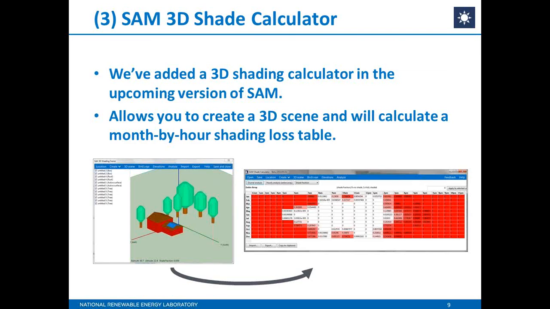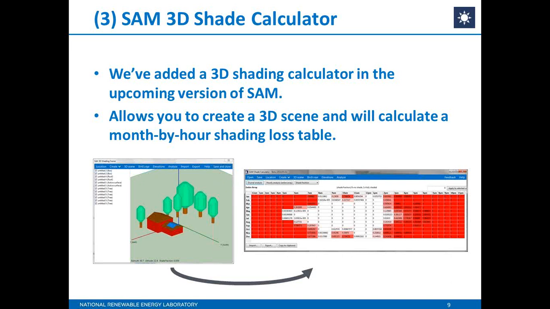And now to the main part of the presentation. So we've added the 3D shading calculator to the upcoming version of SAM. And essentially, it lets you enter in a user interactive way information about trees and houses and other obstructions that you might have in the scene. It lets you specify where your PV panels are, and then it'll calculate a month-by-hour shading loss table that then goes into the table that I showed two slides previous.